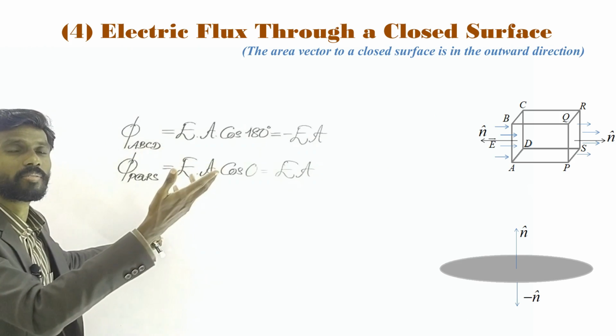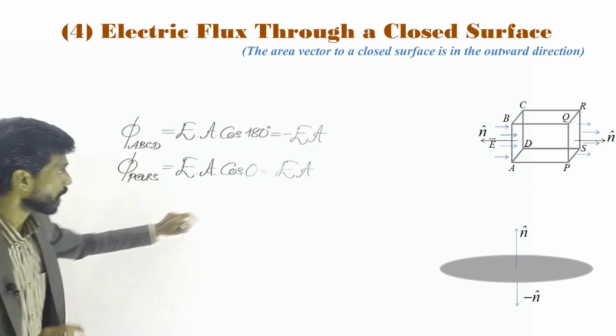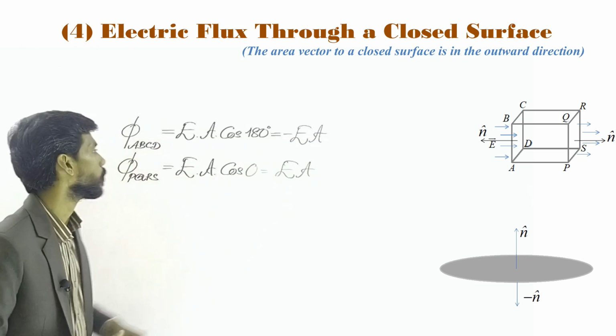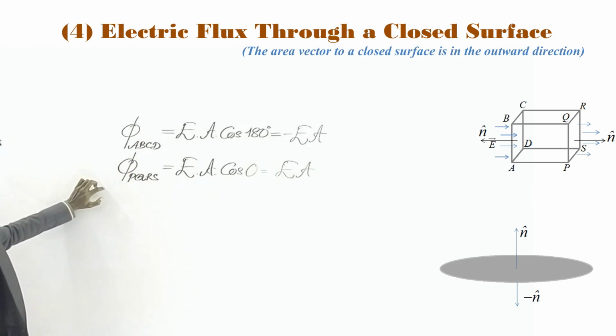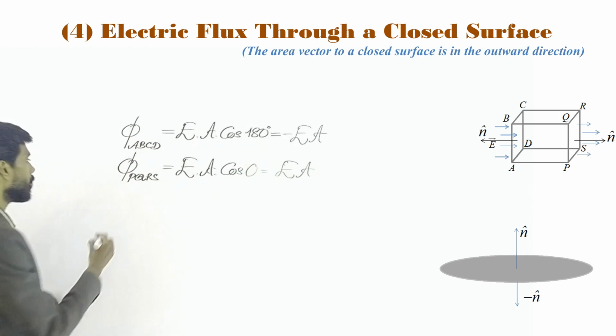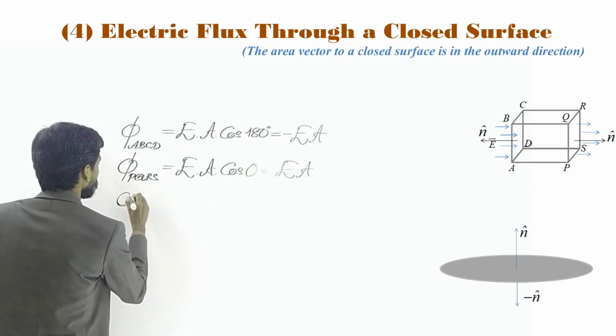But outgoing electric flux is always positive. You understand here like this? You understand? So remember it this way. Now we have found the electric flux through these two surfaces. Now what is the electric flux through the other surfaces?